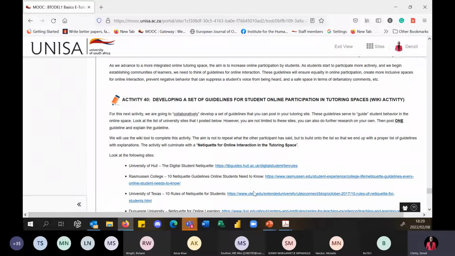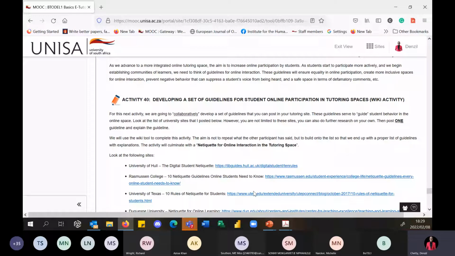So in these spaces, what I suggest that you do is also look at what we call the netiquette for online interaction in the tutoring space. Now, netiquette basically means a set of guidelines, and this is very important. We're not talking about complex guidelines to say according to this law or legislation, you need to do 1, 2, 3, whatever it is. We're saying simple guidelines, right? That students can immediately read and understand.